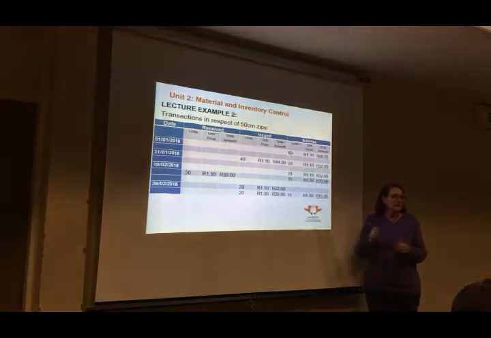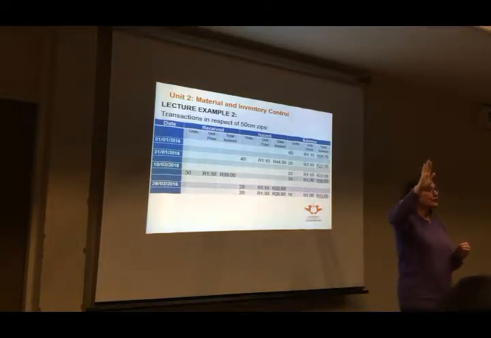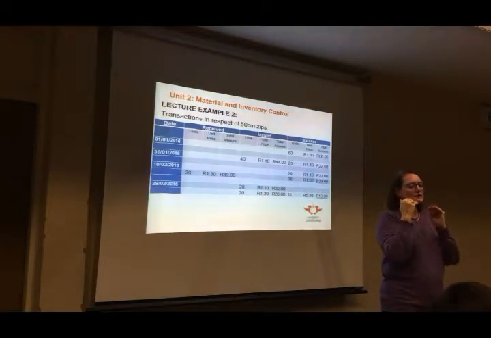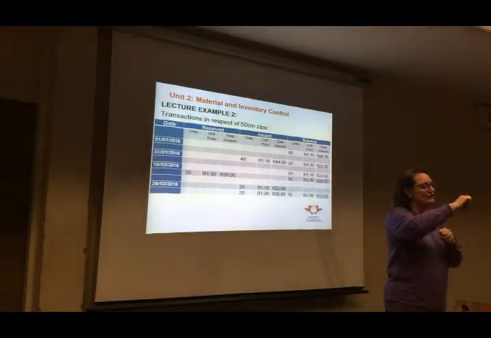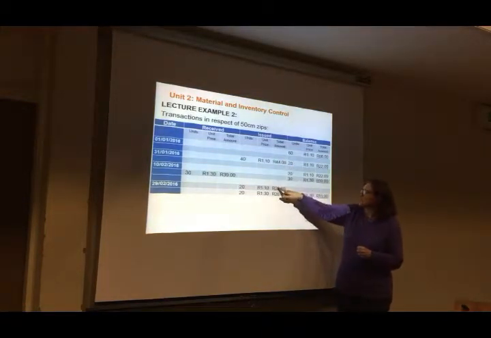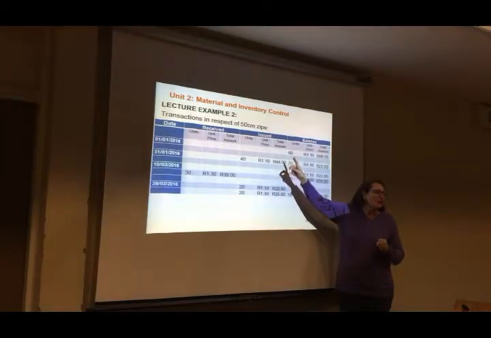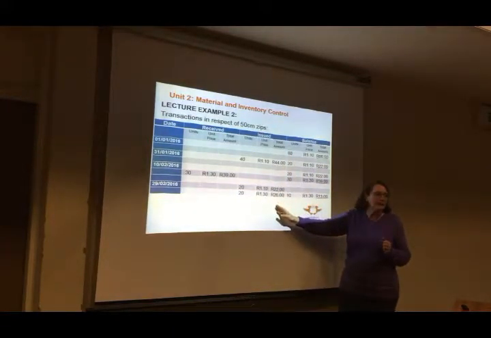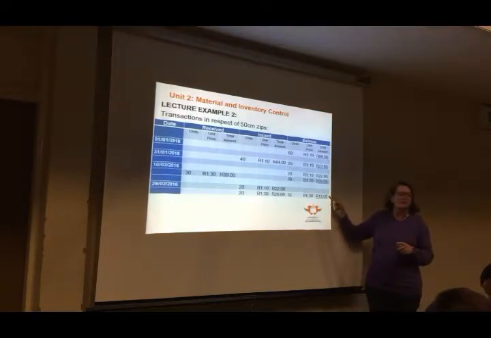So, ma'am, can you do the quick way in the test? Yes, but in the test, almost any question will ask you for the closing balance as well as the value of the inventory issued to production. So you're going to have to calculate the 44 plus the 22 plus the 26 to give the value of inventory issued to production. When I ask for the value of inventory issued to production, I want the total of this column here. When I ask for the closing balance of inventory, it's just this number here.